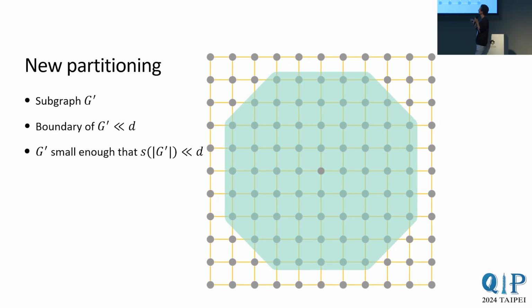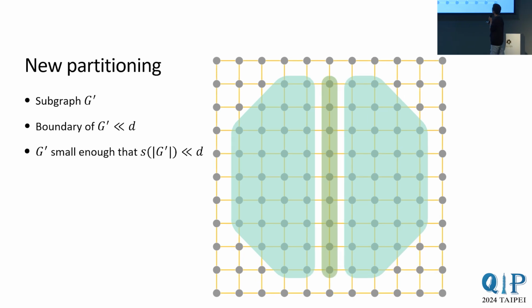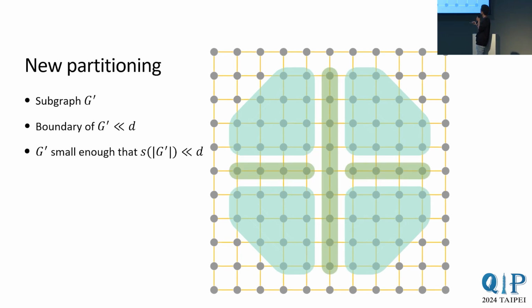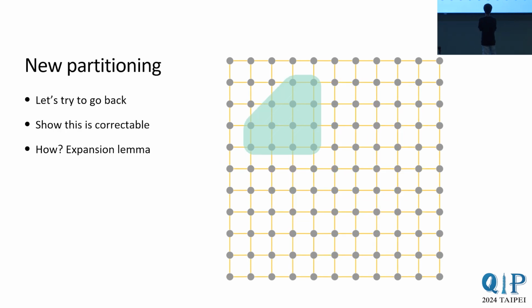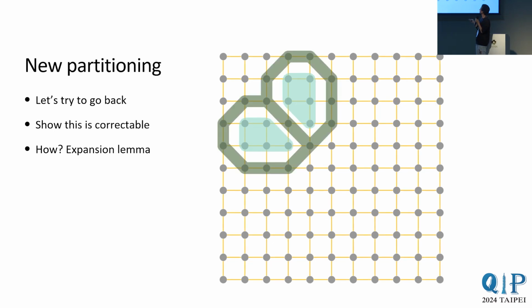Great. And so once I have these conditions, I'm going to start separating my graph. I recursively separate it again and again until I get a bunch of disconnected regions that are all of size D. Great. Now I would like to go back a little bit. From this, I would like to be able to show that this region here is correctable. And how do I do that? With the expansion lemma.